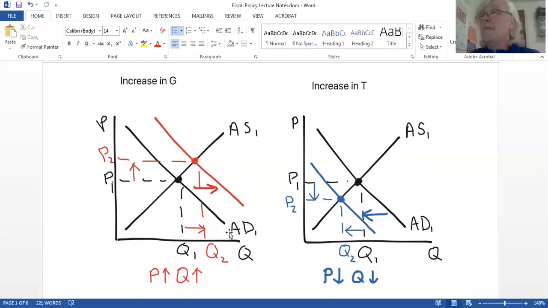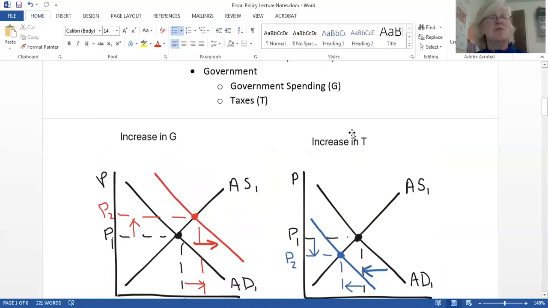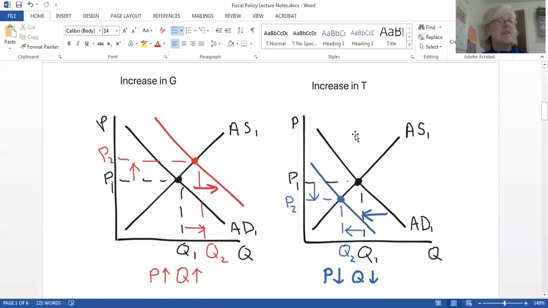Okay. One of the other tools that government has that they can choose to change in order to either stimulate or contract the economy through the use of fiscal policy is taxes. They can give us tax breaks or they can raise taxes. In this case, I asked you to consider what would happen if there was an increase in taxes.